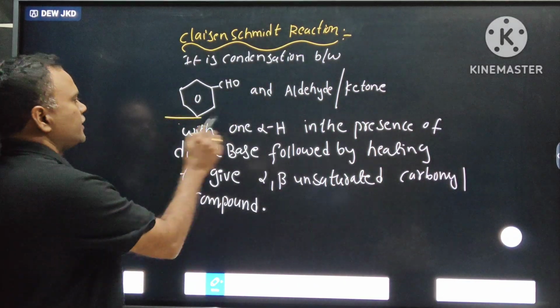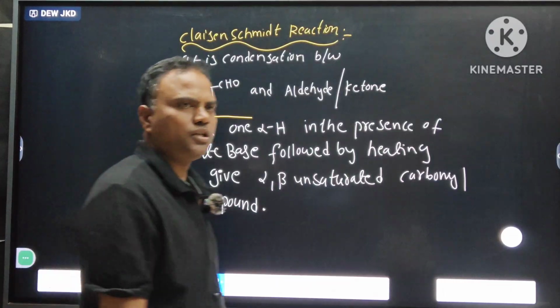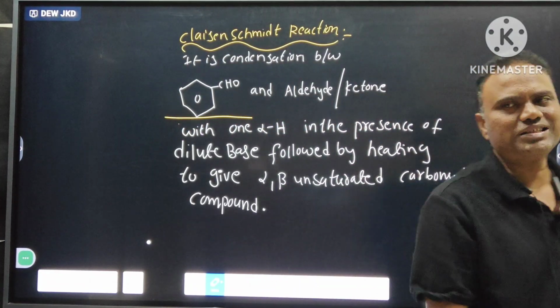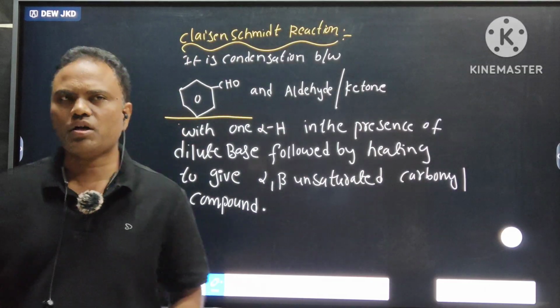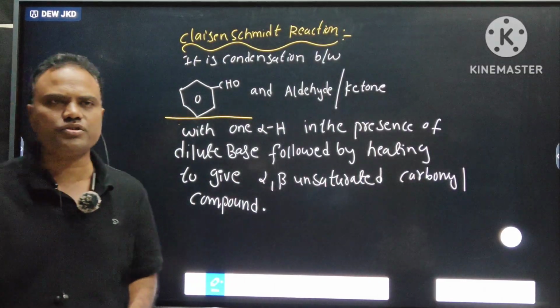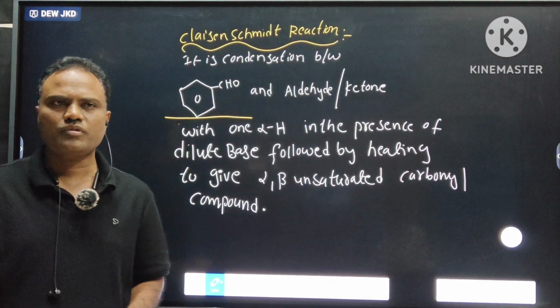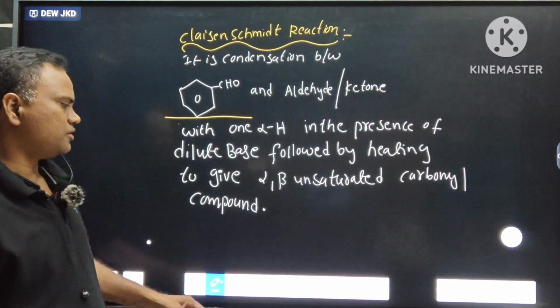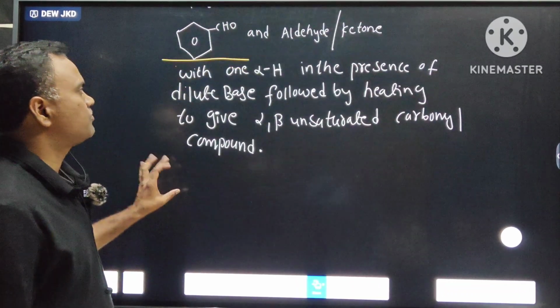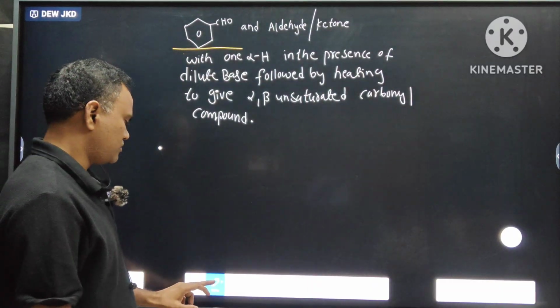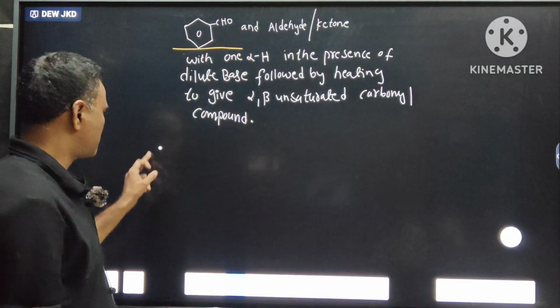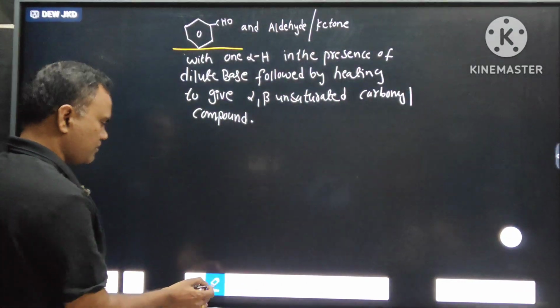One should be benzaldehyde. That is the condition. Then that crossed aldol is called Claisen-Schmidt reaction. Important named reaction. It is a type of condensation reaction. Example with mechanism. Have you completed the definition, online students? Okay. Right.